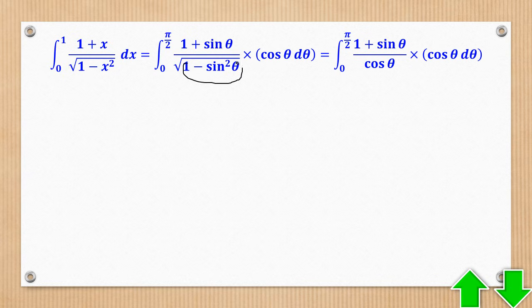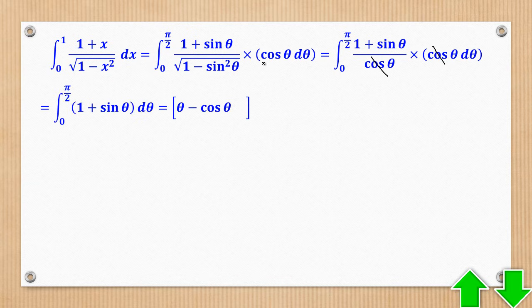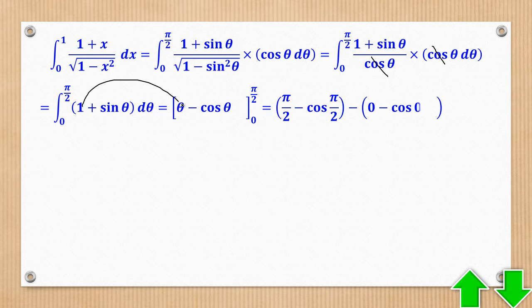Now this one is the same as cos squared, but because of the square root, that's why it is just cos. Then that cos will cancel with this cos. You remain with this. So integrating 1 is theta. Integrating sine theta is negative cos theta. Then the limits are now 0 to pi over 2.